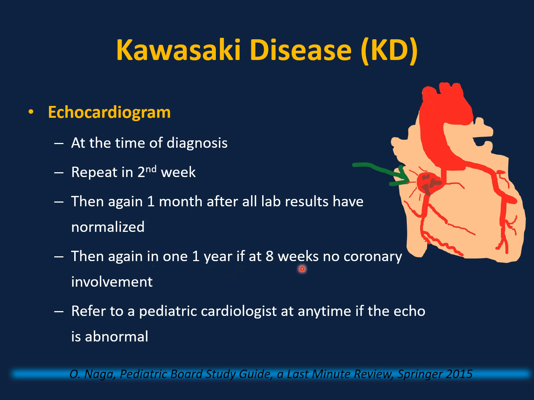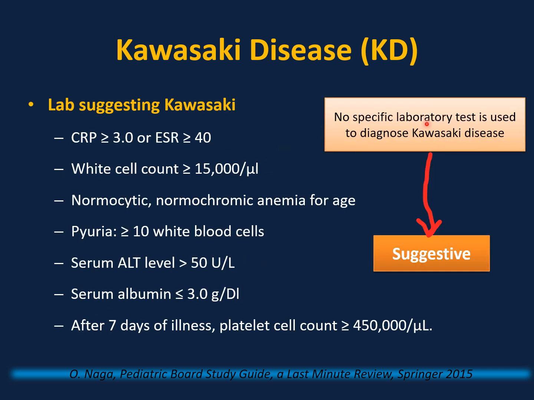If the echo at 8 weeks is normal, fine. Refer to a pediatric cardiologist at any time if the echo is abnormal. As you see here, there is a coronary aneurysm and there is a clot in the middle. This is what your goal is to prevent. Very important to know also, echo is a very important diagnostic tool in cases of atypical Kawasaki. Also, no specific laboratory test is used to diagnose Kawasaki disease. These labs are suggestive. These labs are helpful in cases of atypical Kawasaki.